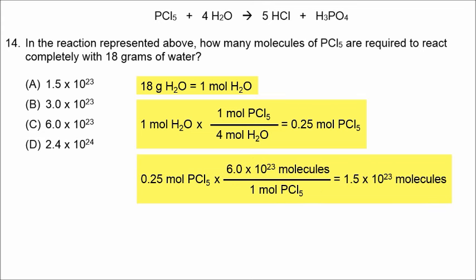If we multiply by Avogadro's number, we get an answer which is 1.5 times 10 to the 23rd. Again, that's pretty simple mental math, since you're taking 1/4 of the number 6, and the answer again is A.